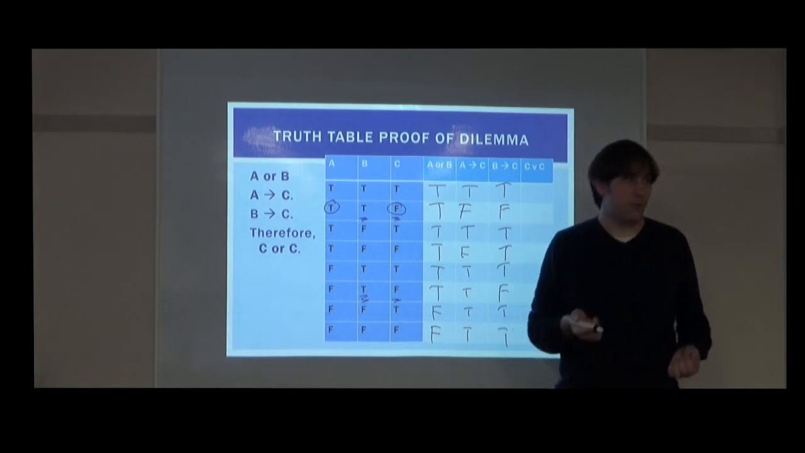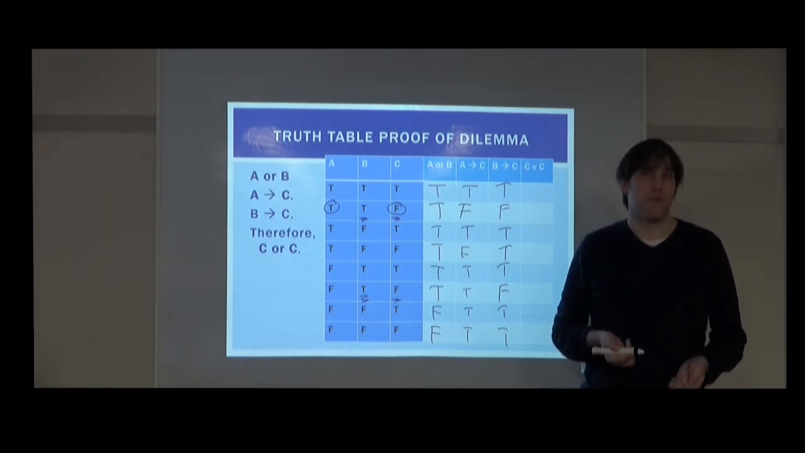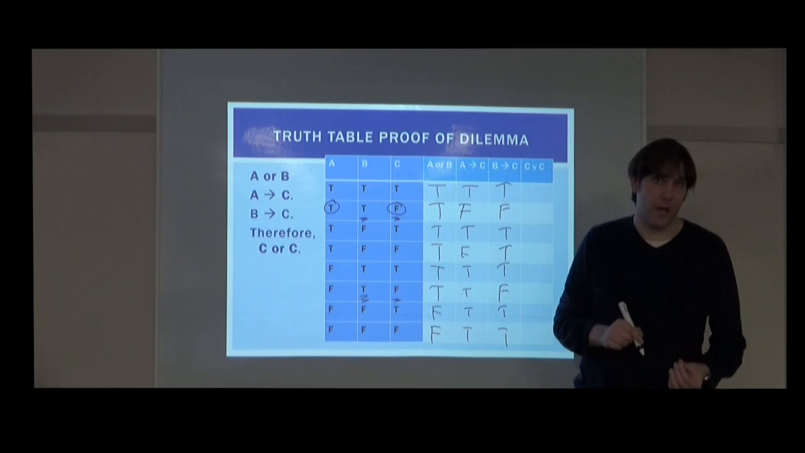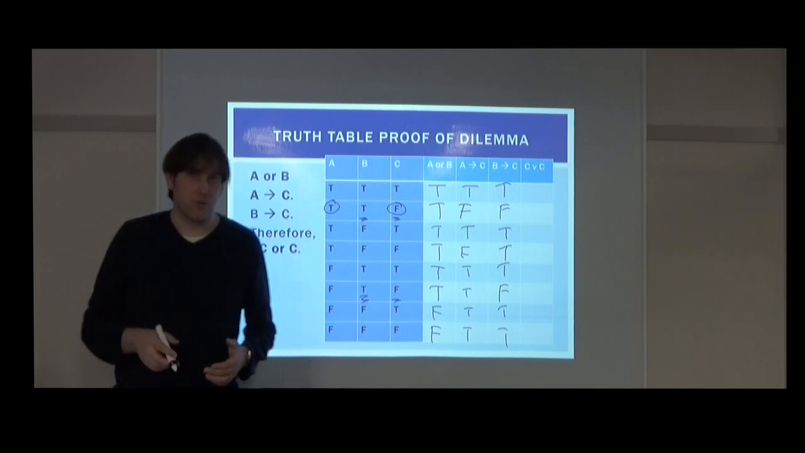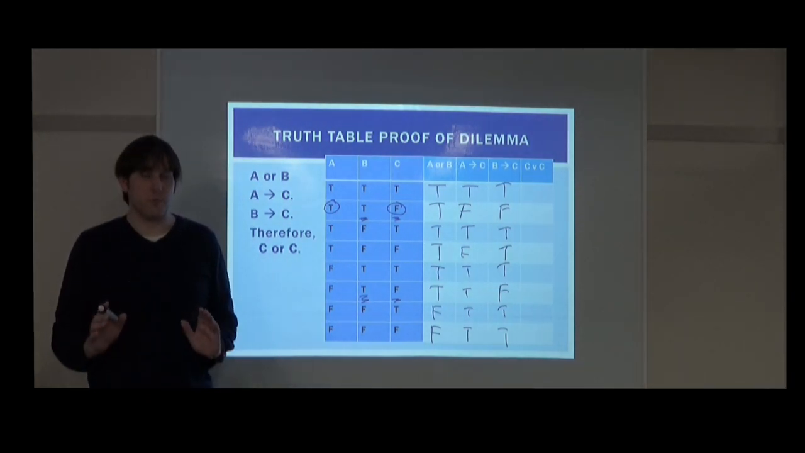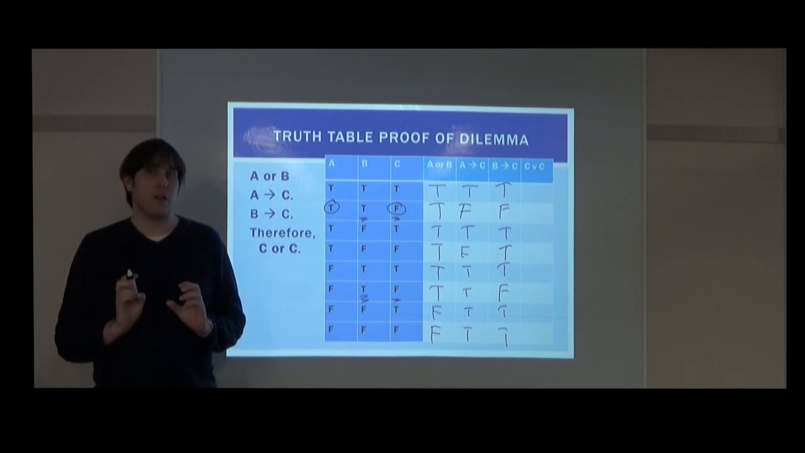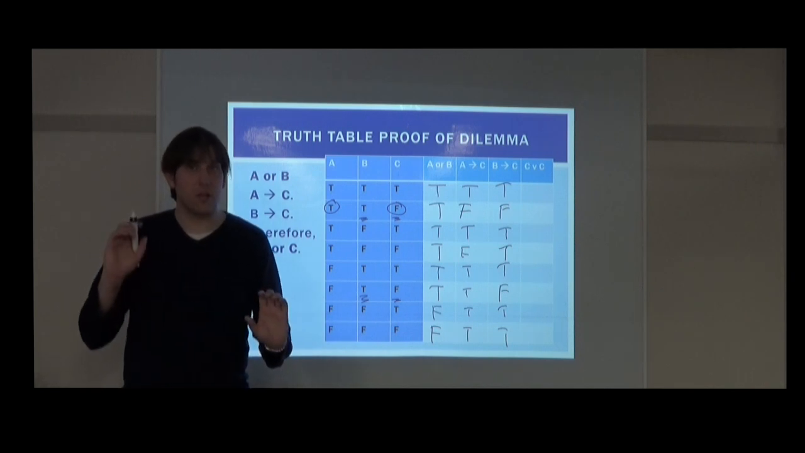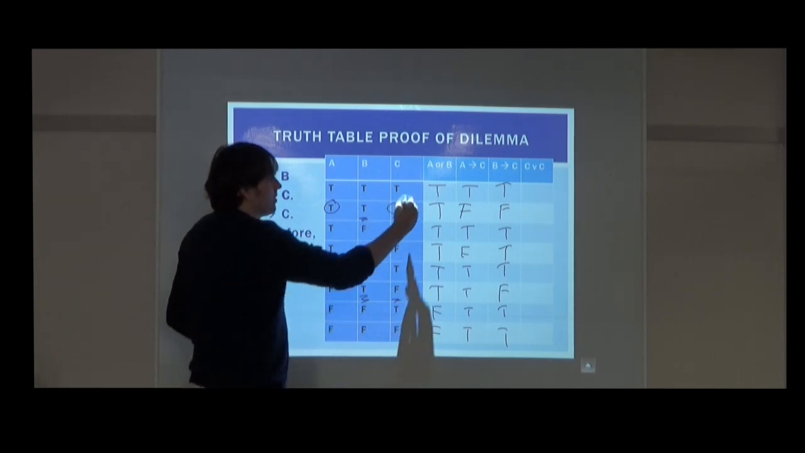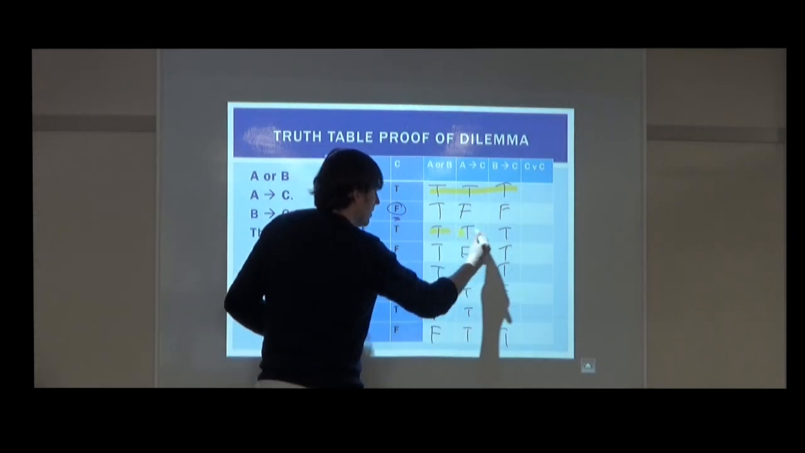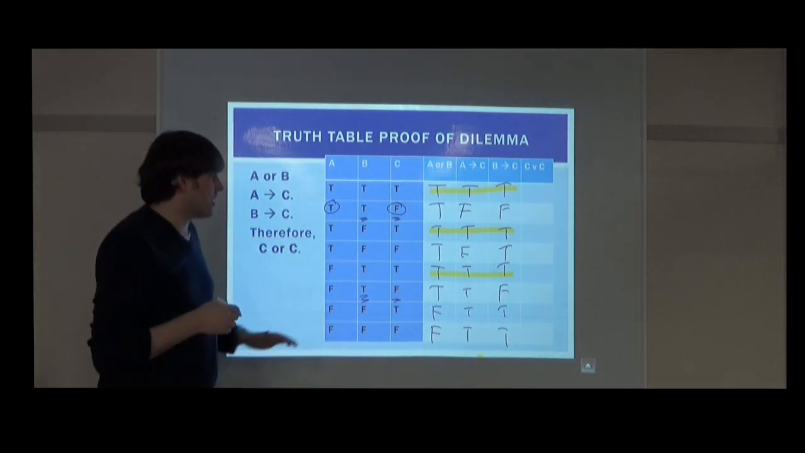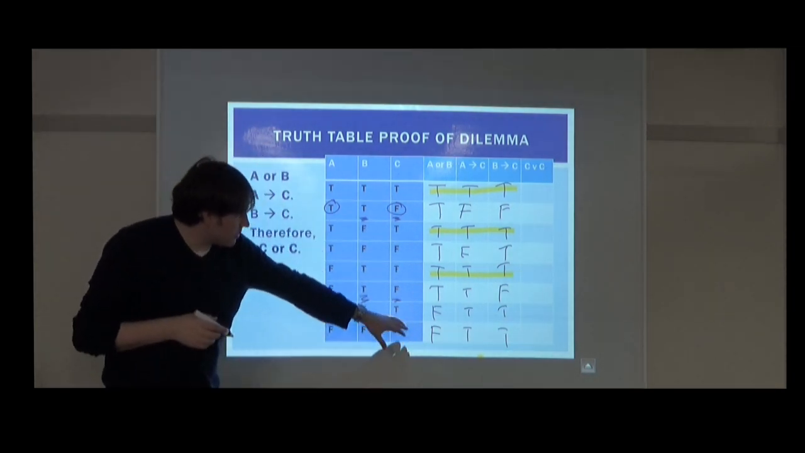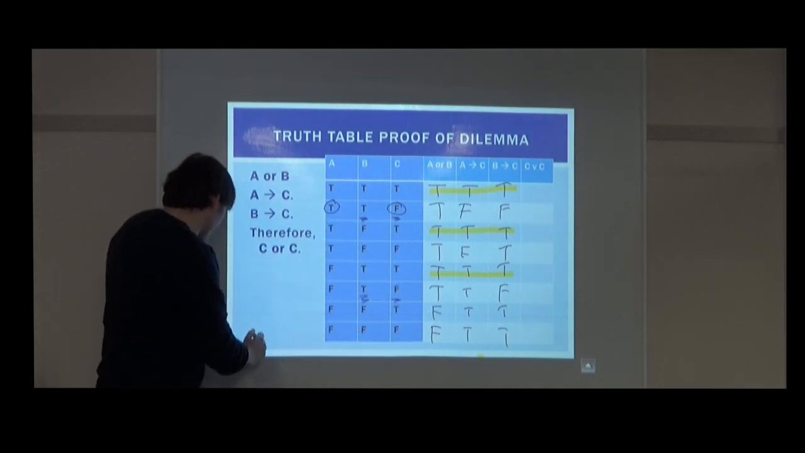Again, I'm going to highlight all of the rows where both premises are true, because validity only matters if both premises are true. If the premises are not true, it has no connection to validity, because the definition of validity is that an argument is valid if, when all of the premises are true, the conclusion is also true. So, all true premises there, there, and there. I don't need to pay attention to any of the other rows, because in all of the other rows, at least one premise is false.